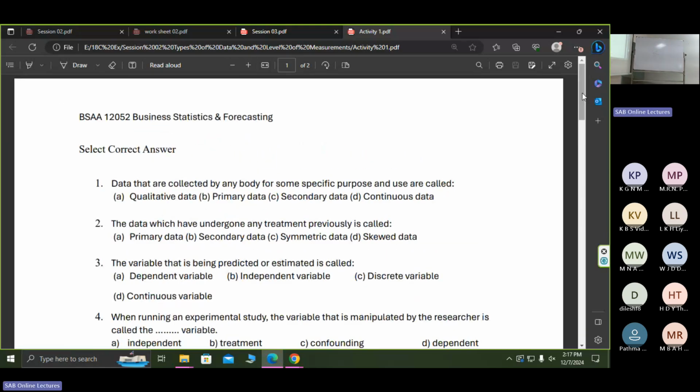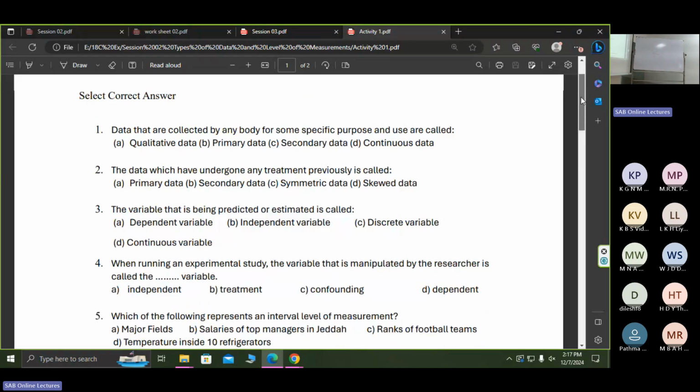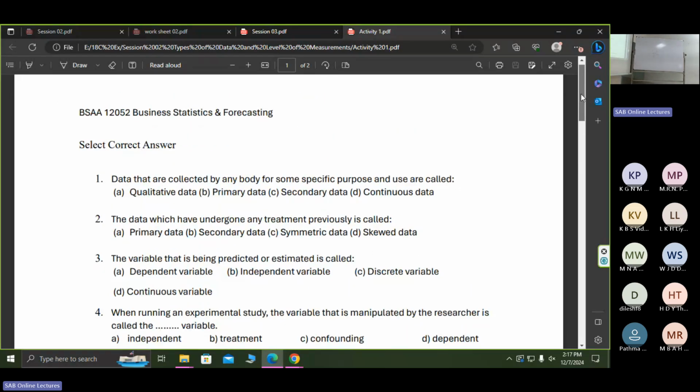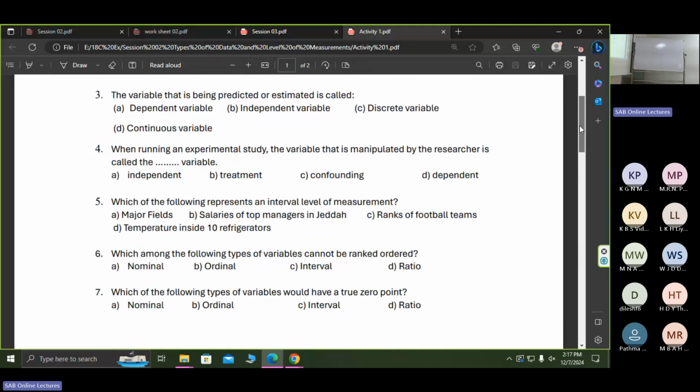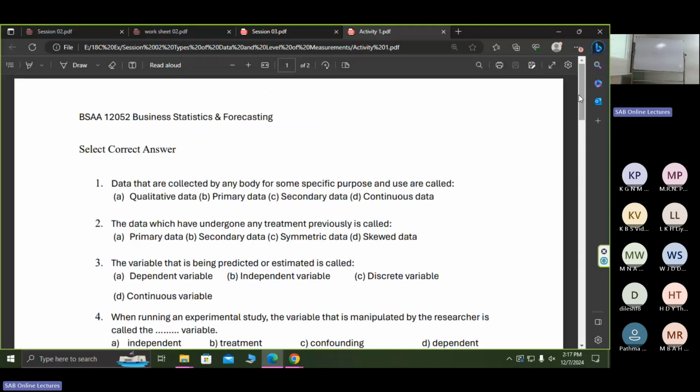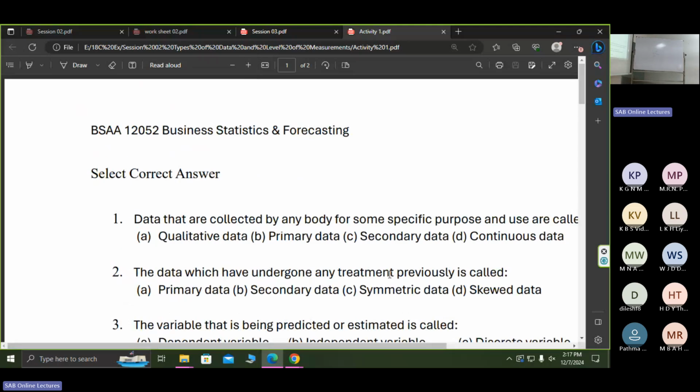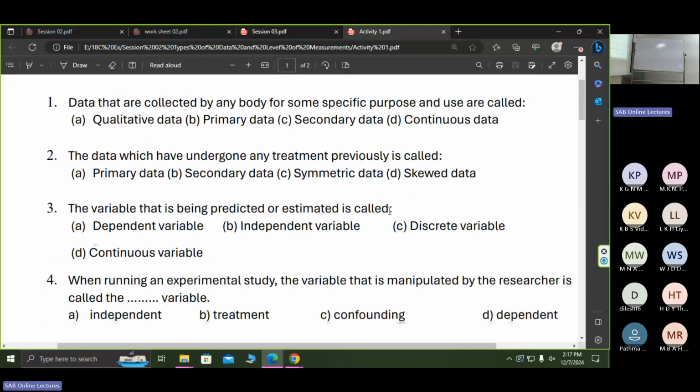Okay, then these 7 MCQs. You will try them. The first 3 lessons are covered. Then try it. Do the first one. Clear?